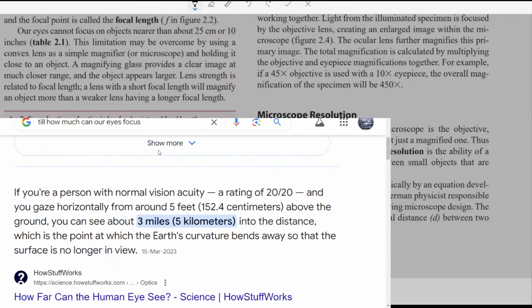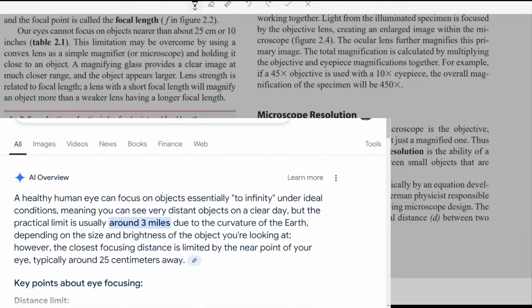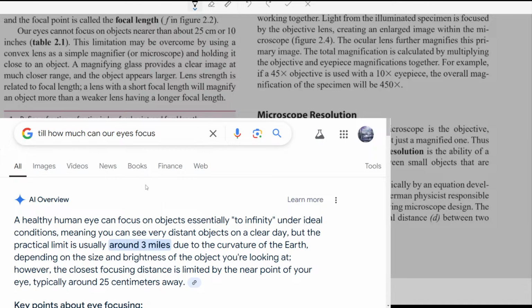What the heck? I wasn't asking this. Typically, the near point of your eye is around 25 centimeters. So they are saying the same thing. Why are they saying the same thing? And let me bring this down, otherwise we cannot see.